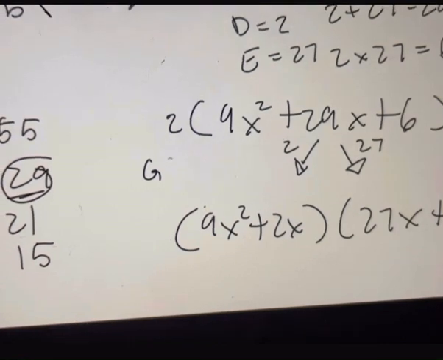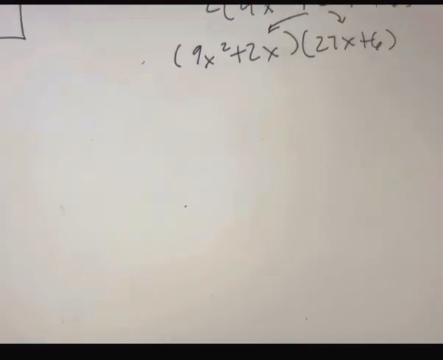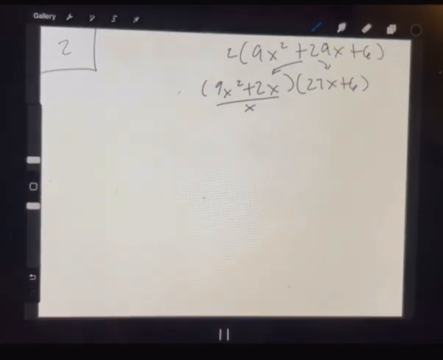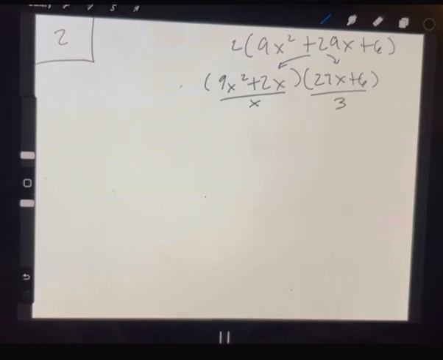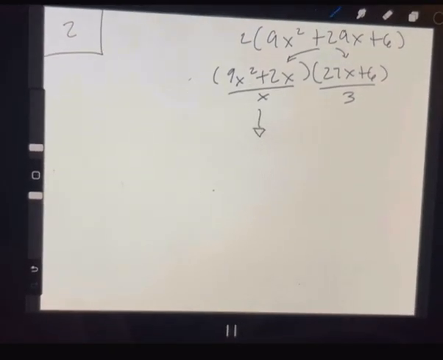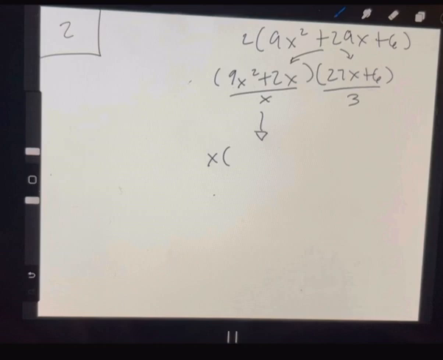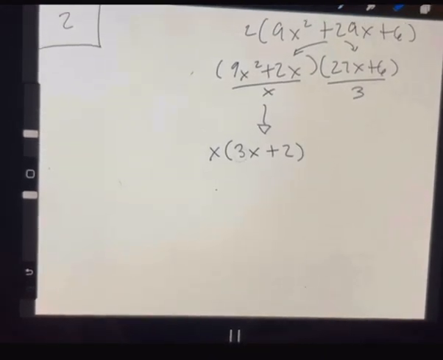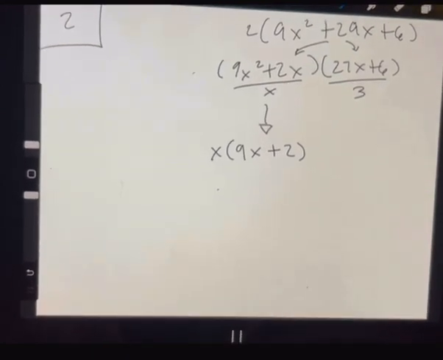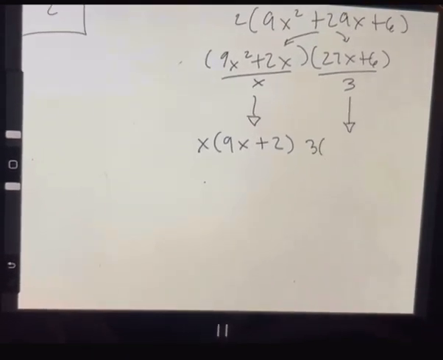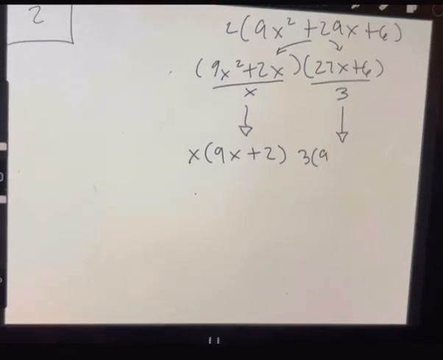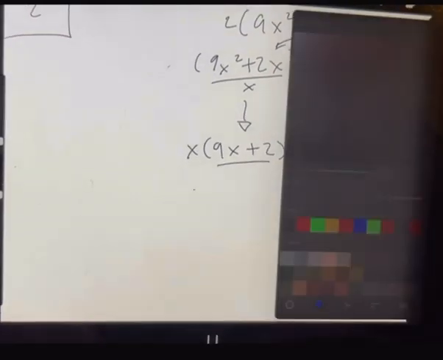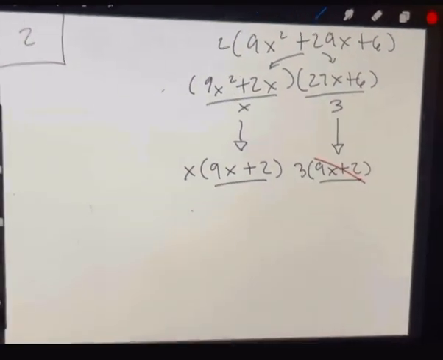Now we have to find our greatest common factor, and here's on a bigger screen. So here it would be x, and here it would be 3. So that just turns into x on the outside, and then 9x plus 2, and 3 on the outside, so 9x plus 2, and we know that they are the same because they are both 9x plus 2, so we did something right.